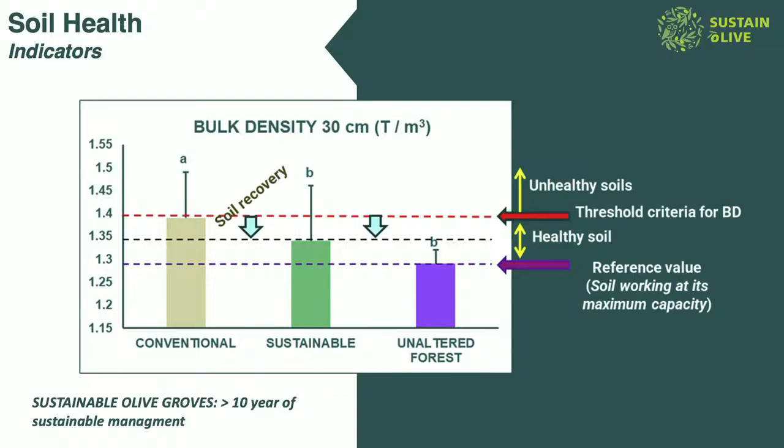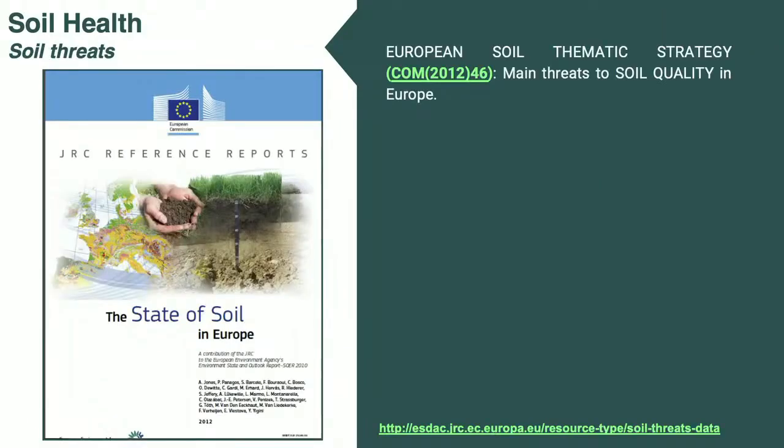In this case, we can quantify 0.05 tons per cubic meter as the average recovery in bulk density due precisely to the implementation of these sustainable practices. So we have to keep in mind that the final target is to achieve the reference values, that is the value of the bulk density in the forest.